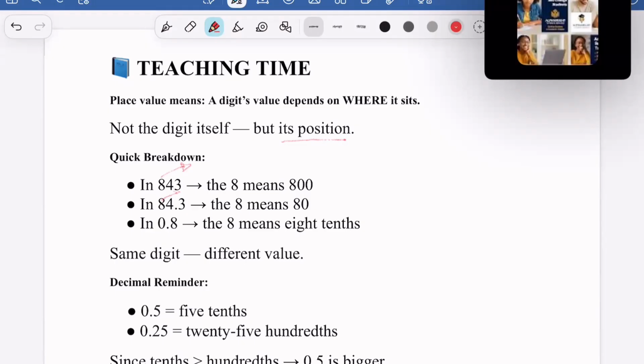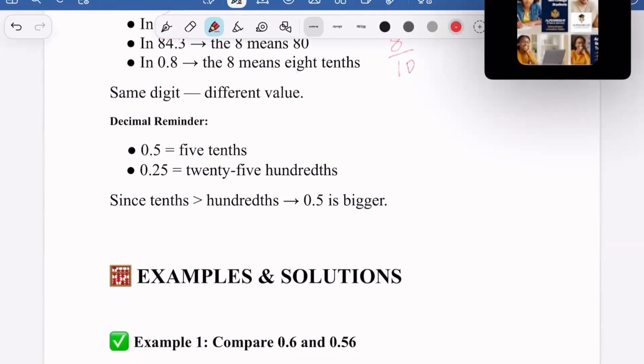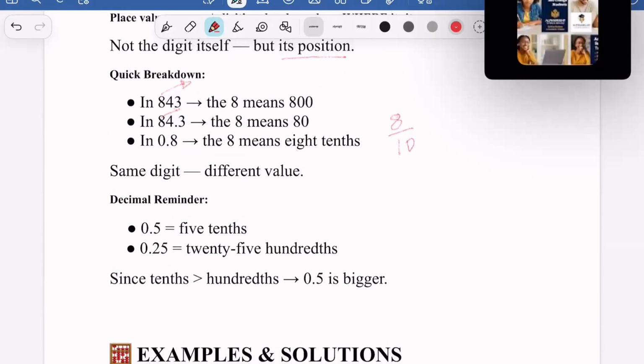In the last example, you have 0.8, and you see your decimal before the 8. So this 8 is now standing in a different position, which means you have 8 over 10. This is exactly what this is saying: 8 means 8 times its position value. We have the same digit, 8, but the 8 is in different positions, so they have different values.